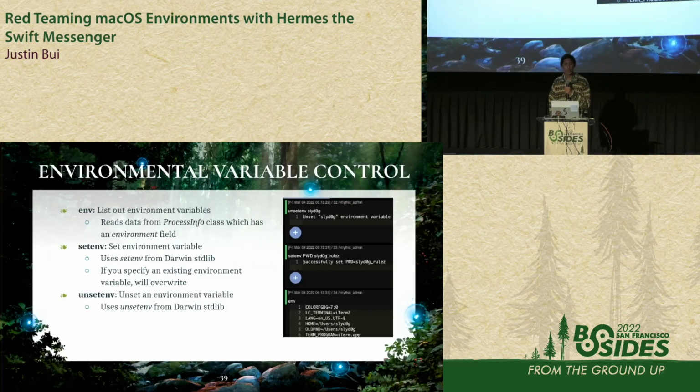Hermes has the ability to enumerate and interact with all the environment variables. You can list out environment variables using the env command. And how this works is by reading the environment field within the process info class. You can also set and unset environment variables using setenv and unsetenv. These just use the DARWIN standard library. It should be noted that if you try to set an environment variable that currently exists, you will overwrite it. So just something to be careful of.